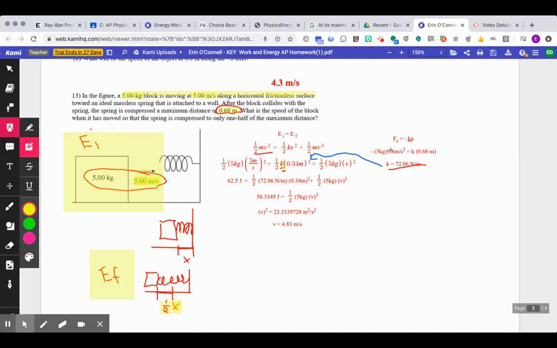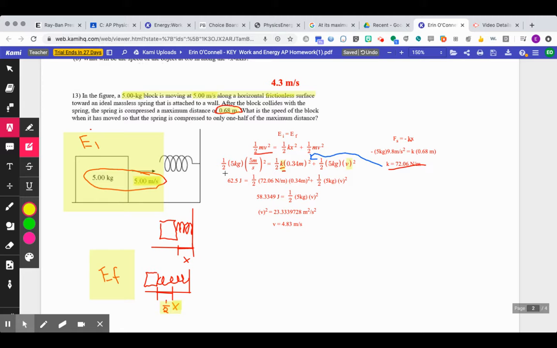So our restoring force is technically equal to the weight of our box. We're told the mass is 5 kilograms, we multiply by 9.8 or 10. On the AP exam, they'll tell you to use 10 for g. And then we'll divide both sides by that maximum compression. And we get that k is 72.06 newtons per meter. Once we have k, we can now solve for our velocity.